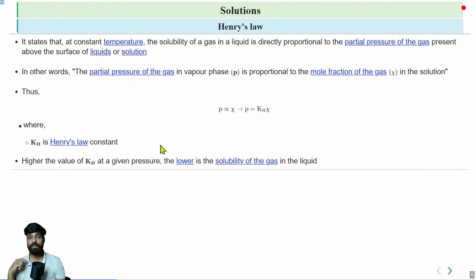Now, can you say what will be the effect of a higher Kh value? It's very simple. If you just rearrange this equation, you will get Kh equals P by chi. So we can say that Kh is inversely proportional to chi. The more the value of Kh, the less the value of chi. And chi represents your concentration. So if you increase the value of Kh, you decrease the concentration, meaning Kh reduces the solubility of your solute in the solvent. This is very, very important to understand.